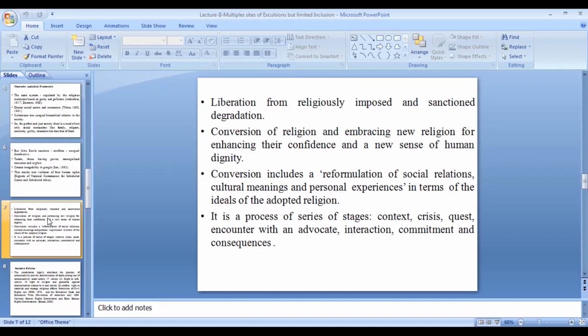Now, what are the stages over here? It includes context, crisis, quests, encounters, interactions, commitments, and also consequences. Now, these many things are there to be understood as such.